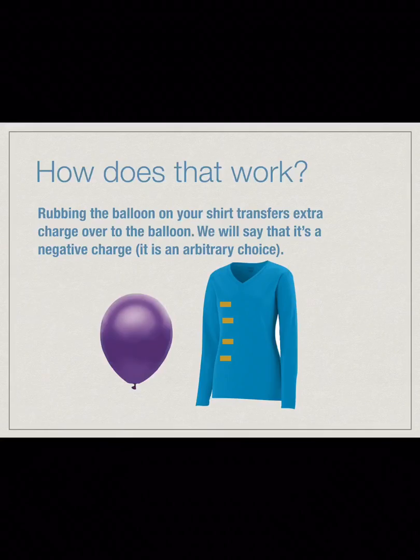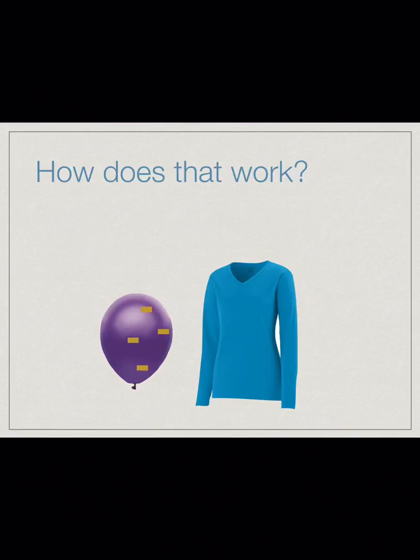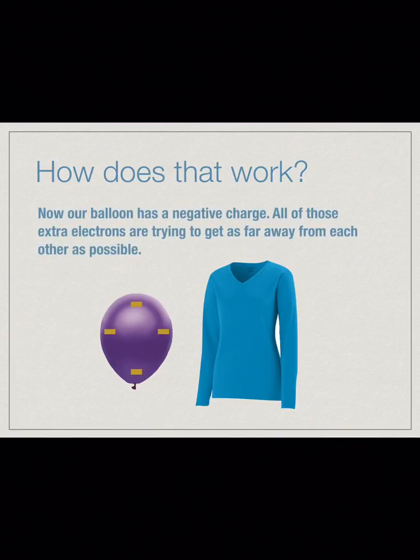Well, rubbing the balloon on your shirt transfers extra charge over to the balloon. We will say that it's a negative charge, but this is an arbitrary choice. Technically speaking, we don't know if the charge is positive or negative. We just know that it is an excessive charge. So we can conclude that it is a negative charge just because that's what we want it to be. Now our balloon has a negative charge.